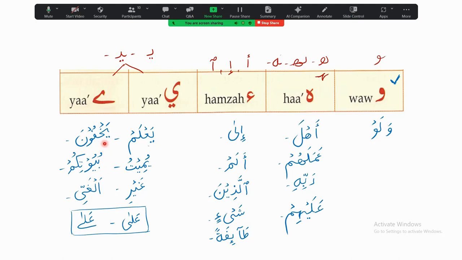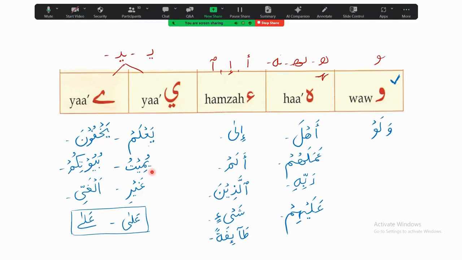The example is of the word yakhfuna. Okay, so the shape is a bit different from this shape. I just forgot to mention here, I think the shape should be written here as well. The starting attachment of ya looks in these two ways. This can be written like this at the start, or like this at the start as well. Both are yas, because there are two dots below it.